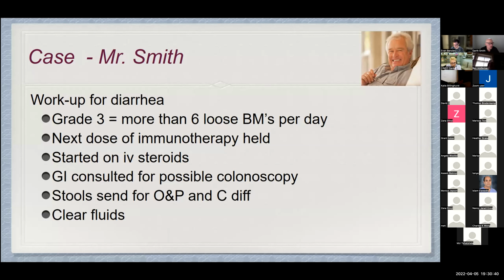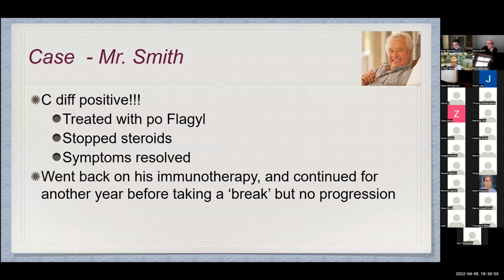This man, fortunately though, he comes in, we start him on the IV steroids, we get GI involved, we send him off for cultures. He actually comes back C. diff positive.